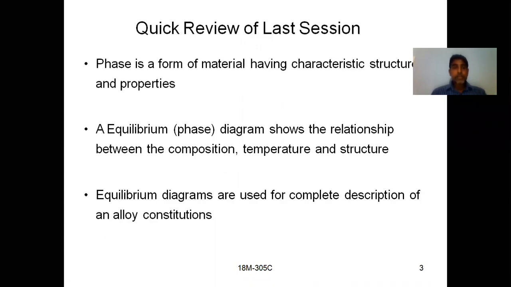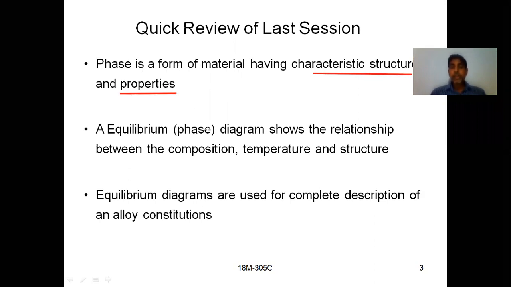See here, a quick look at the things we have discussed in the previous session. What is a phase? Phase is nothing but, if you see the definition, a material having characteristic structure and properties. Okay, so phase is a form of material having characteristic structure and properties.